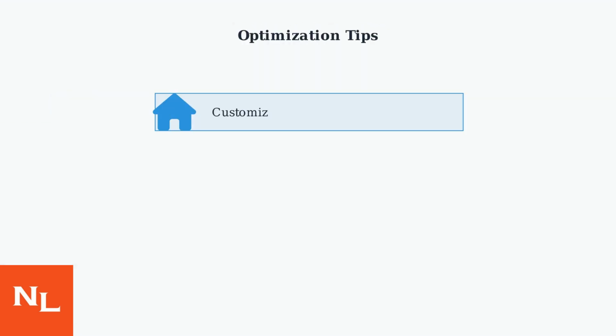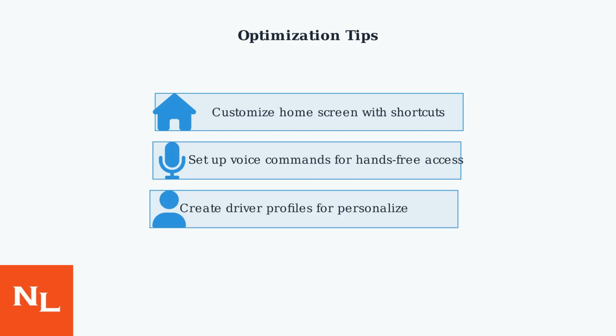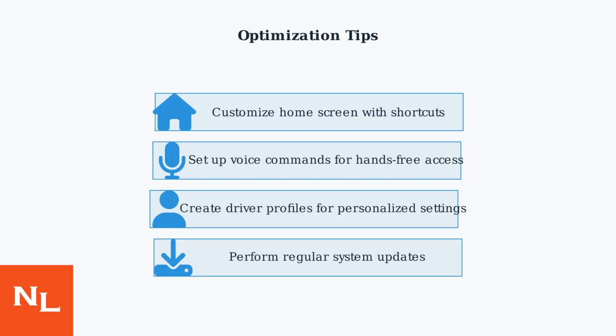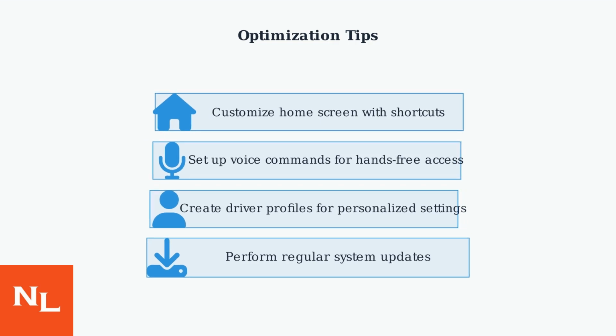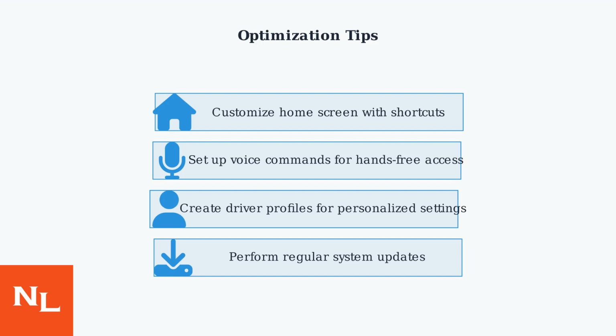To get the most from your Toyota's settings, customize your home screen with shortcuts to frequently used options. Set up voice commands for hands-free access while driving. Create driver profiles to save personalized settings, and remember to perform regular system updates for optimal performance. These optimization strategies will help you navigate your Toyota's settings more efficiently and create a personalized driving experience tailored to your preferences.